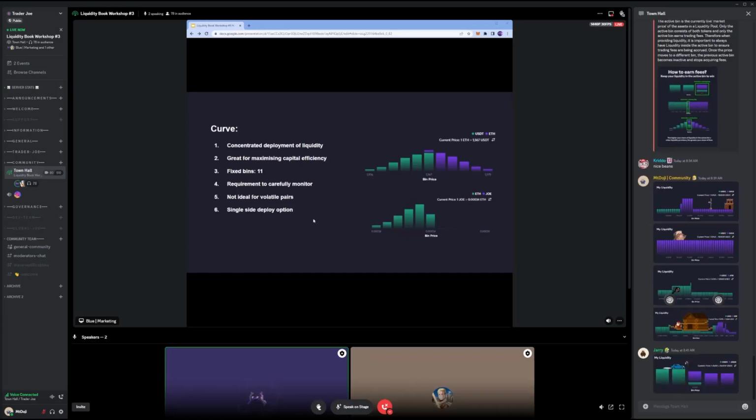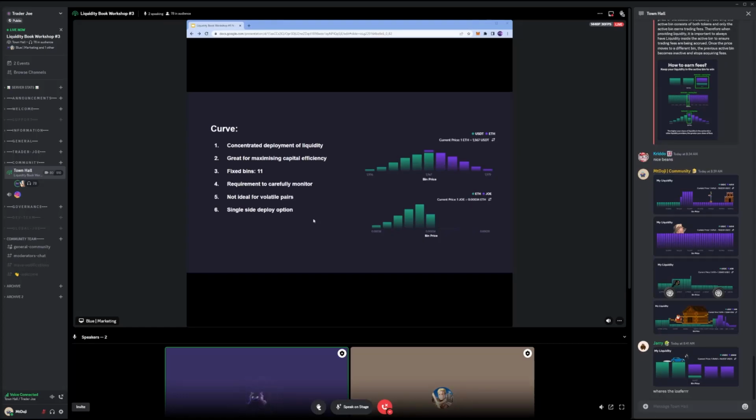Curve, this is a preset shape. Clicking Curve on the UI deploys your liquidity over 11 bins. It is a concentrated deployment of liquidity, so the majority of your liquidity is concentrated across 5 bins. That's the active bin, and then 4 bins either side. So it's not entirely suitable for volatile pairs because it's a narrow deployment. 11 bins is very concentrated.